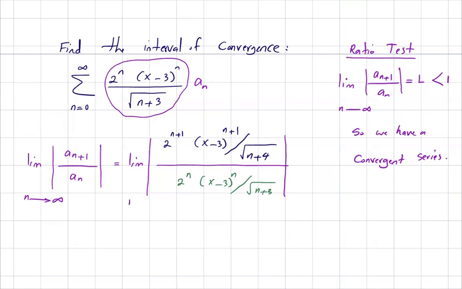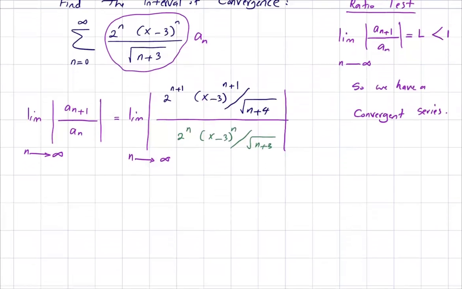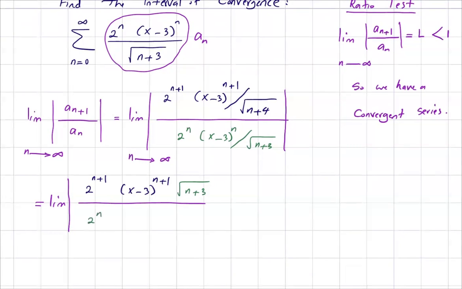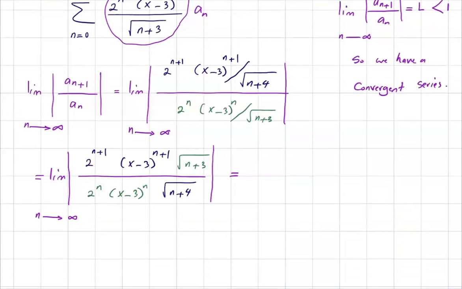goes to infinity, which is equal to the limit of the absolute value of 2 to power n plus 1, (x minus 3) to power n plus 1, times square root of n plus 3, divided by 2 to the n, (x minus 3) to power n, times square root of n plus 4. Let's close up the absolute value as n goes to infinity.